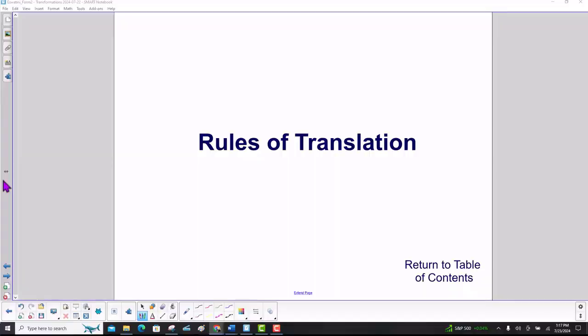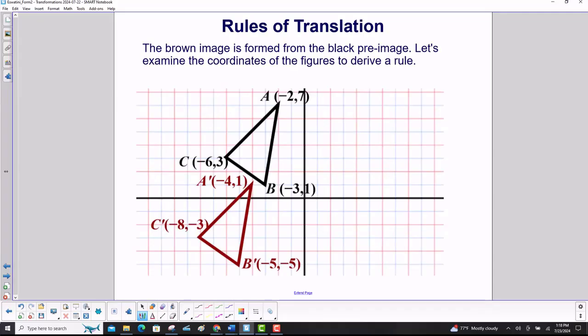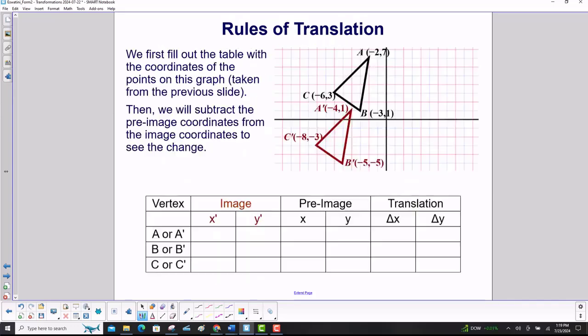Rules of translation. So far, we have studied transformations without making reference to the coordinates of the vertices of the figures. Using these coordinates, we can derive analytical rules for each translation. Let's derive those rules by examining the figures in the next slide. The brown image, that's right over here, is formed from the black pre-image. Let's examine the coordinates of the figures to derive a rule.